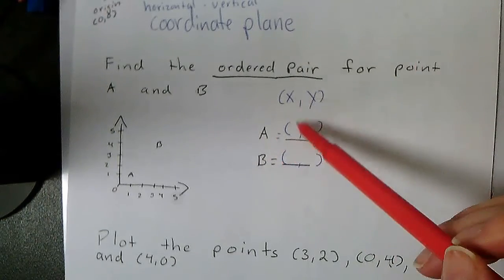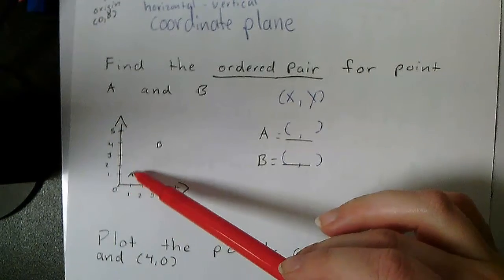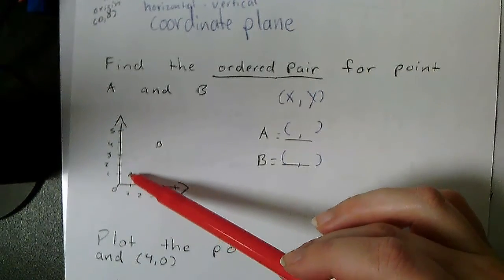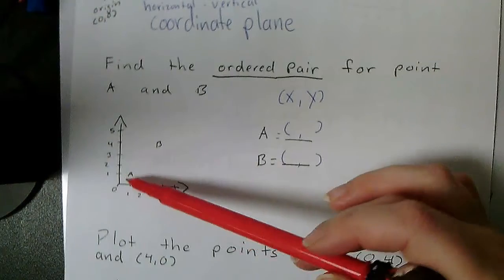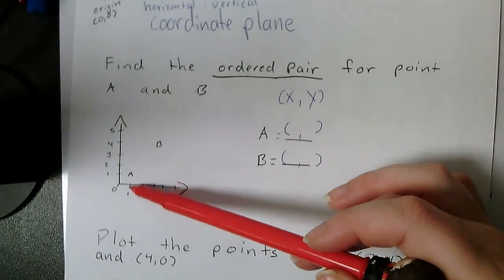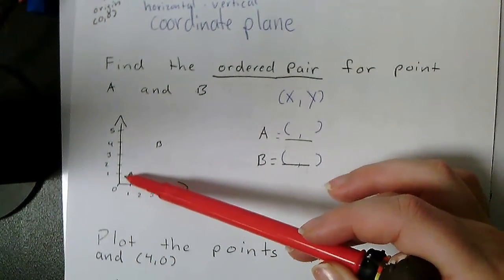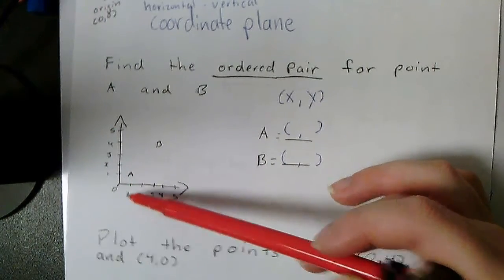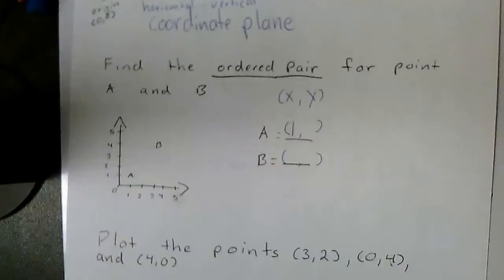To find the x coordinate for point A, I need to see how far right point A moved. So I look at point A and see how far right it moved. I do that by looking directly under point A, and I see that it moved over right just 1 space. So I will put 1 in my x coordinate space.